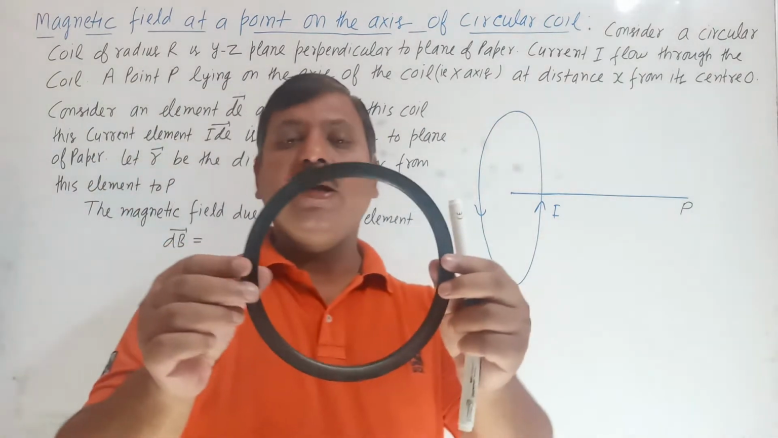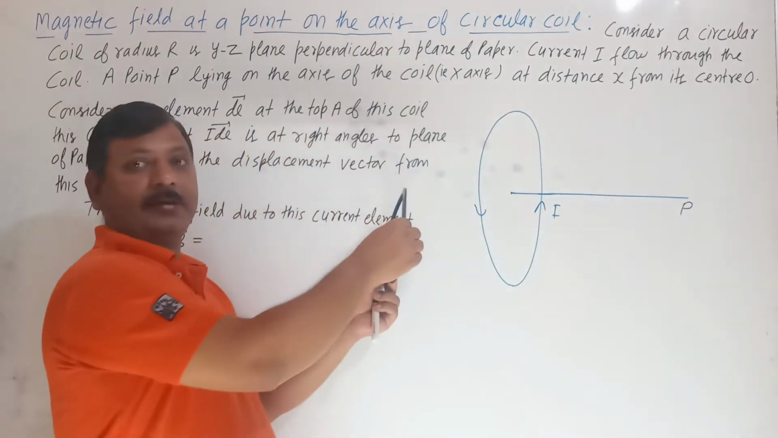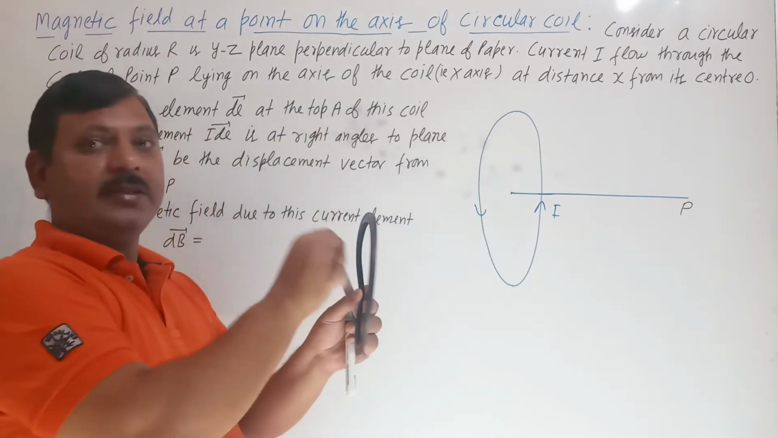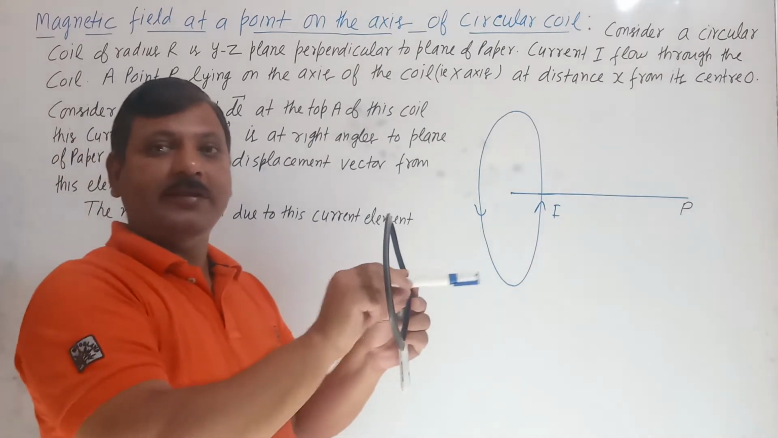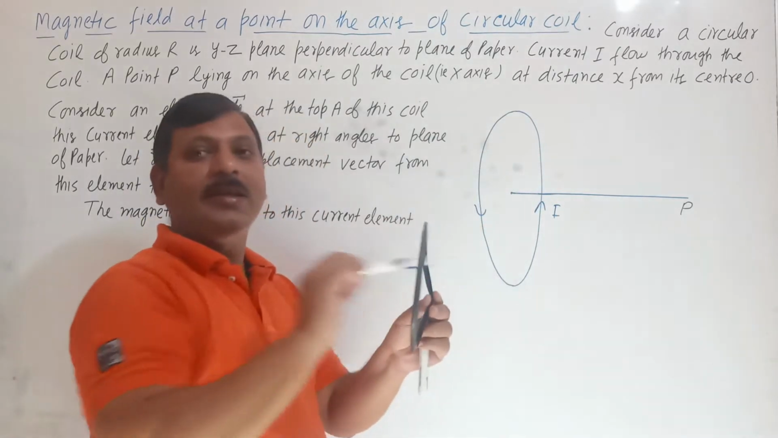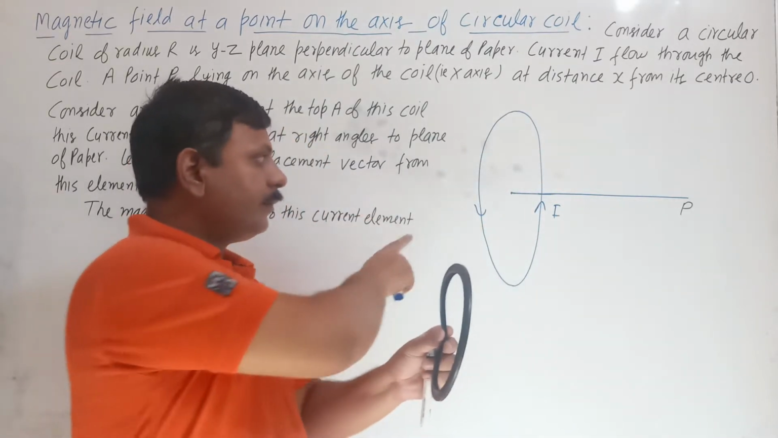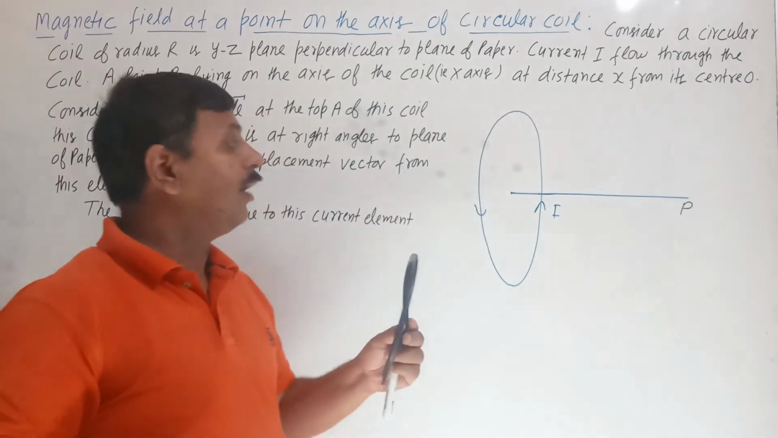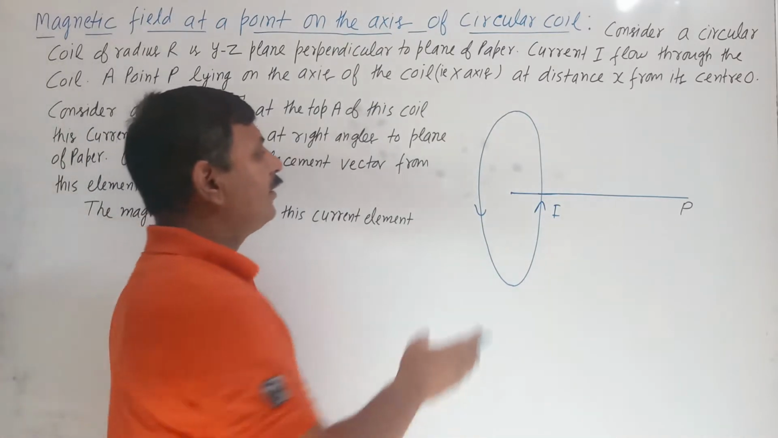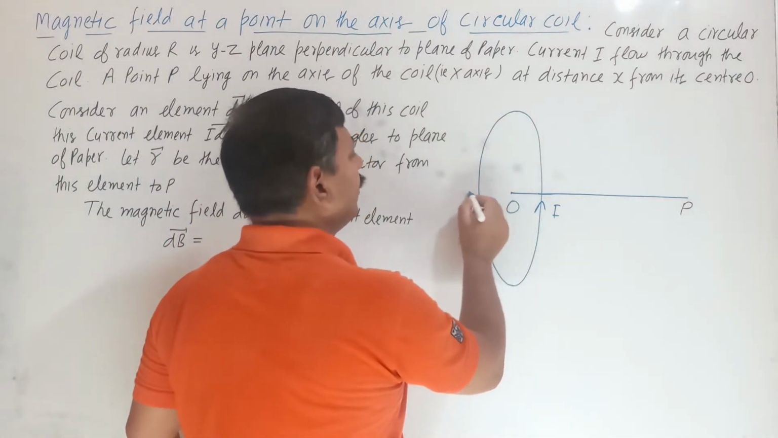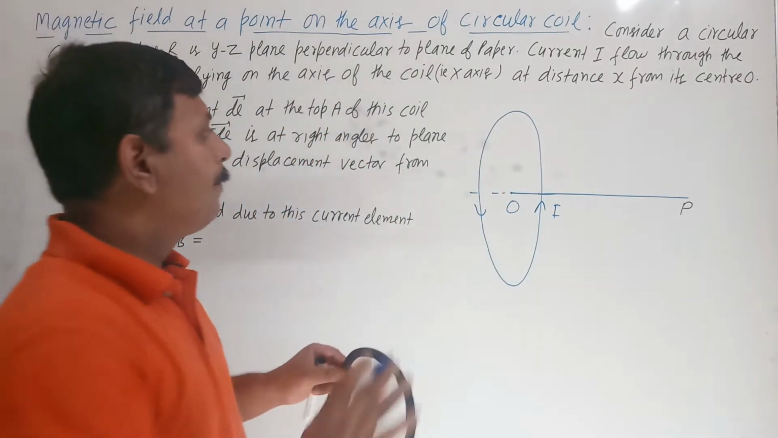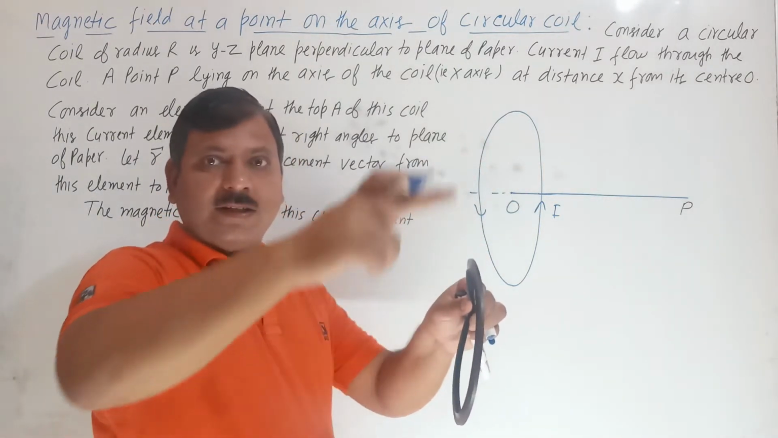Suppose this is the circular coil. I have taken the circular coil perpendicular to this plane. This is the y-axis, this is the z-axis, and this will be the x-axis. The coil lies in the YZ plane and point P lies on the axis of this coil, along the x-axis. So the center of this you can suppose as the origin, the origin for this three-dimensional figure. Current I is flowing like that.